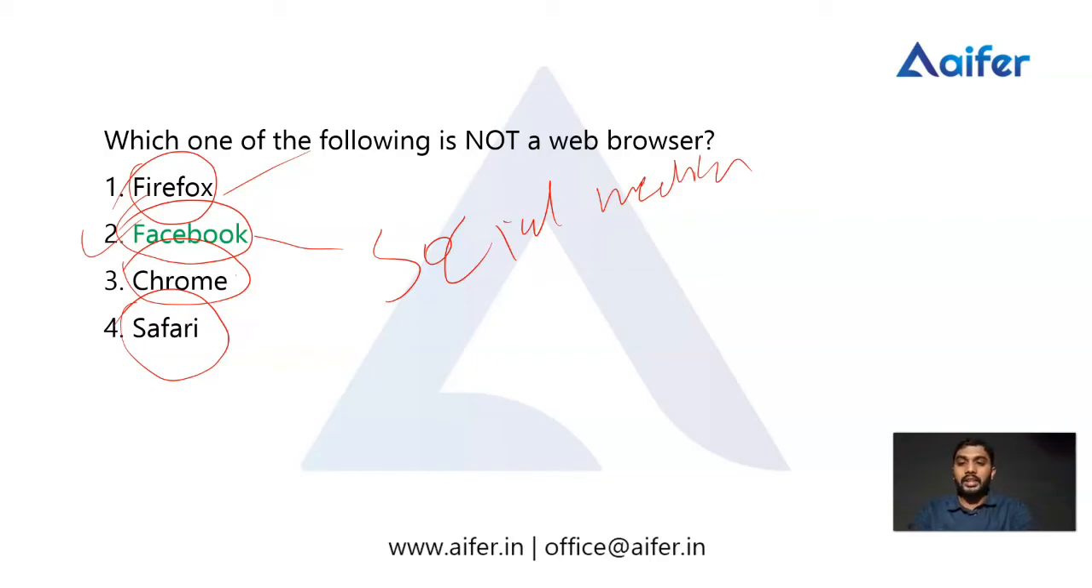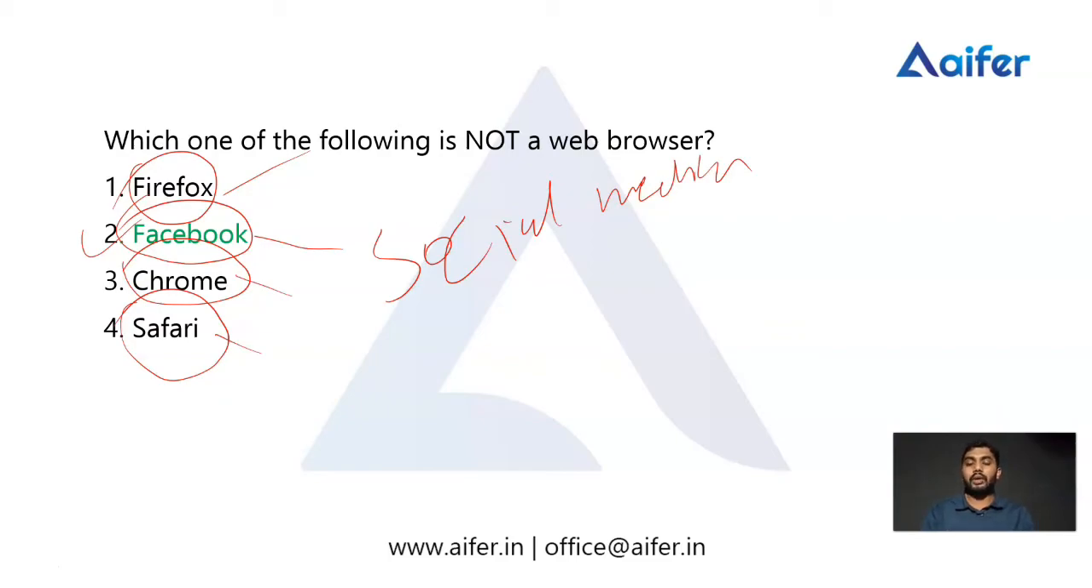And Chrome, we know that it is a web browser of Google. Google has developed Chrome. And Safari is Apple's. Apple made Safari. Safari is the web browser of Apple. So don't forget, Firefox is the web browser of Mozilla, Chrome is a web browser of Google, and Safari is the web browser of Apple. And Facebook is not a web browser. It is a social media network.